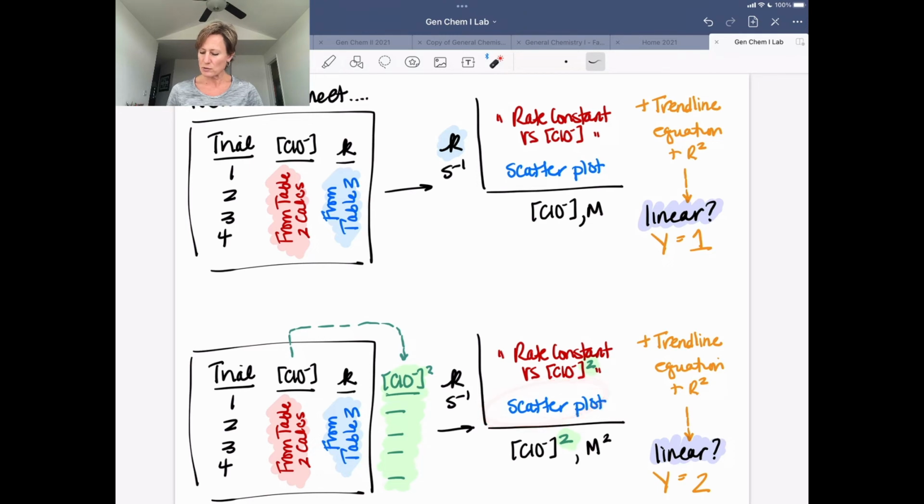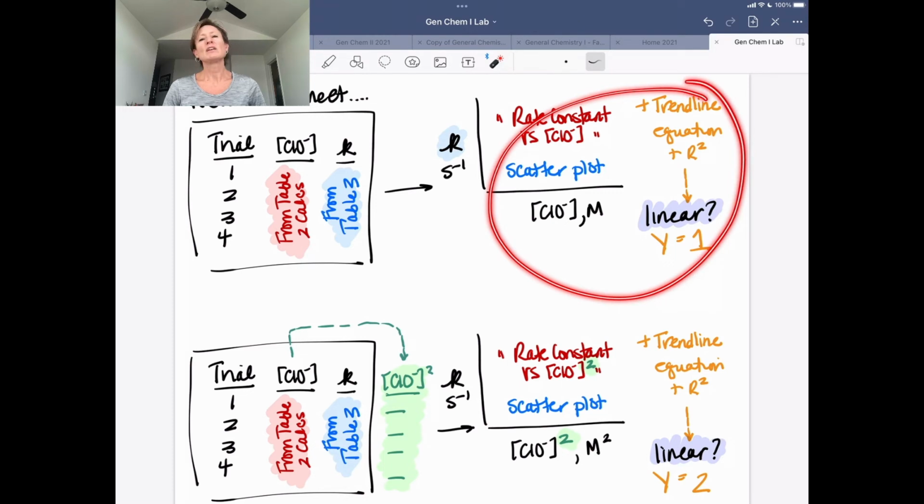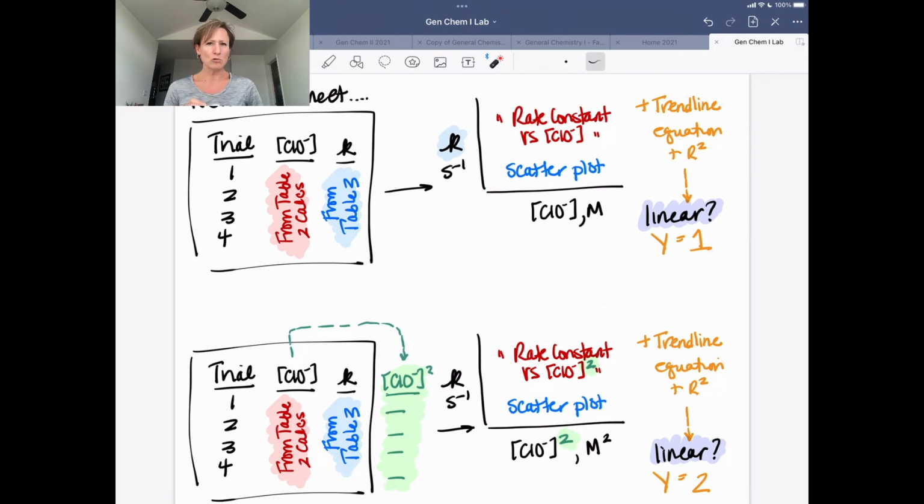Again, that's going to be that scatter plot, so we can add the trend line with the equation and the R-squared value. Ask the question, which one of these is linear? If this guy is linear, then we know that it's first order with respect to hypochlorite ion concentration. If this guy is linear, then it's second order with respect to hypochlorite ion concentration. Oh boy, I know your head's probably hurting now. This is a lot. The last little piece here, just like we did with our first stuff, once we found the situation that created a linear plot, the slope was important, okay?